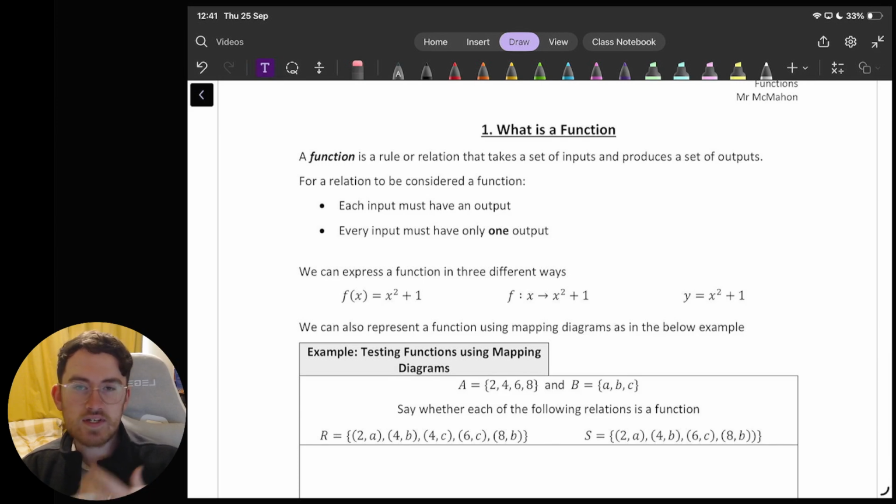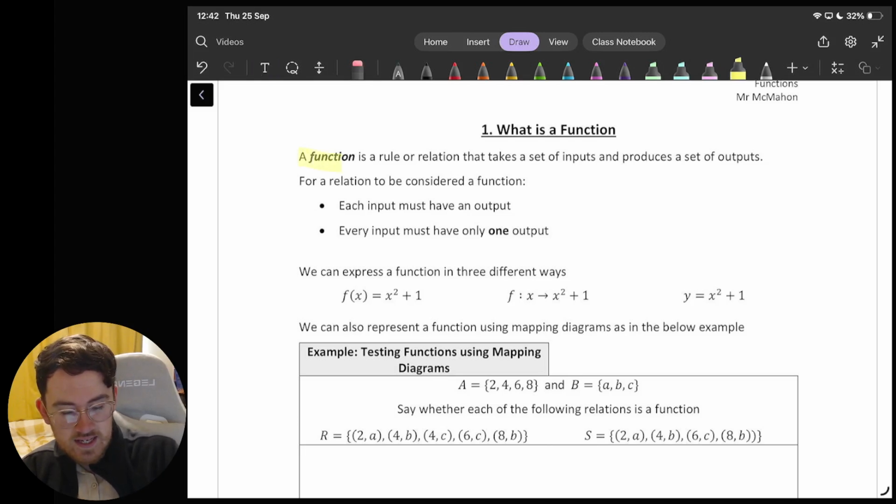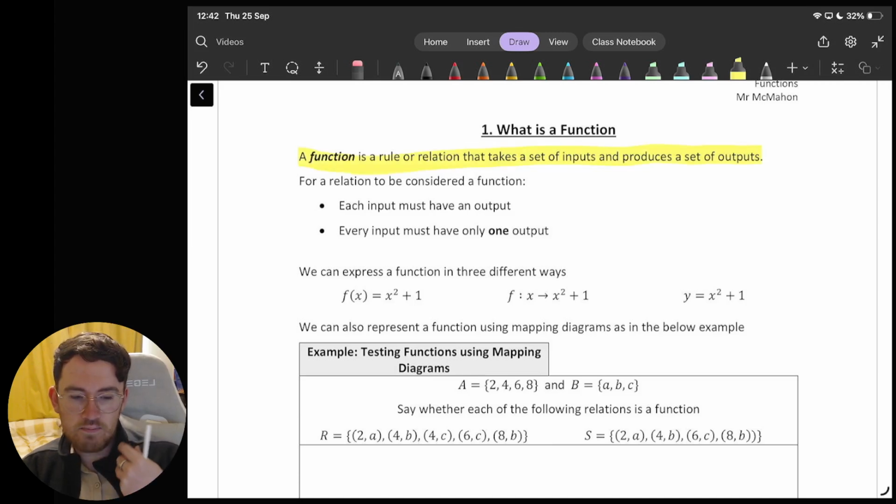So a function has quite a specific definition. A function is a rule or a relation that takes a set of inputs and produces a set of outputs. So a function takes inputs, things that we put into it, and it produces outputs according to some particular rule.